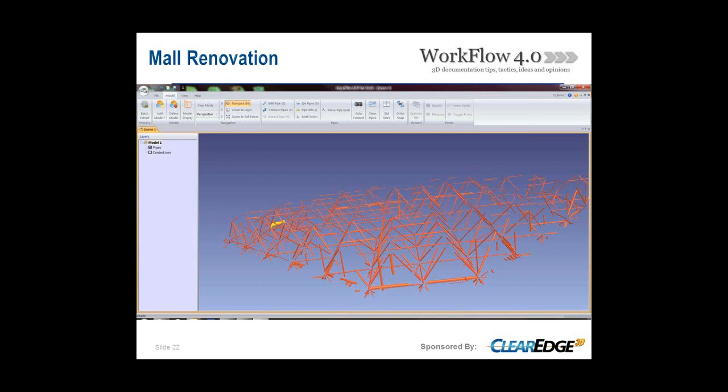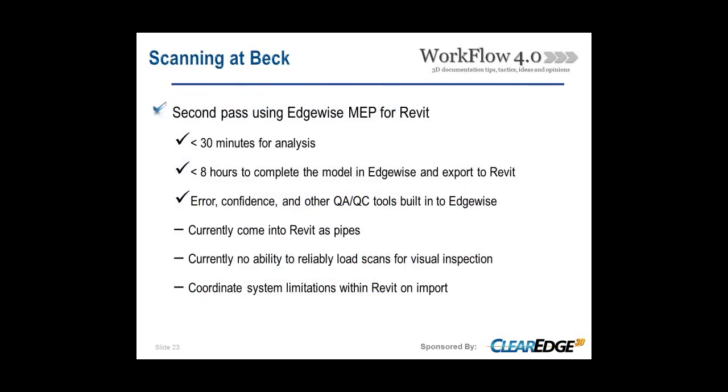Now, this is the image straight out of EdgeWise, and what we've got here is all of the auto-extracted pipe from this scan from this section of space frame. To do this entire project, you can hop to the next one. To do this entire project takes about 30 minutes just to auto-extract all the pipes.